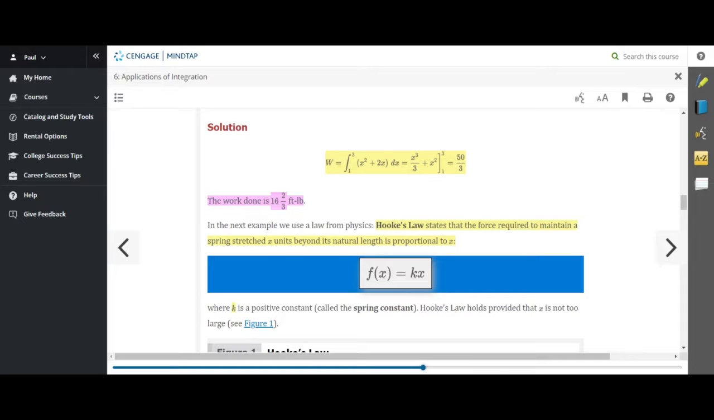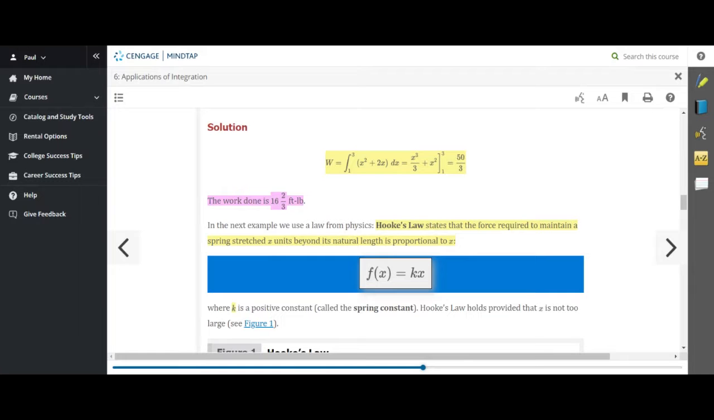But what it says is the force required to maintain a spring stretched x units beyond its natural length is proportional to x. So how many have had physics 1? Okay, Ange, thank you.